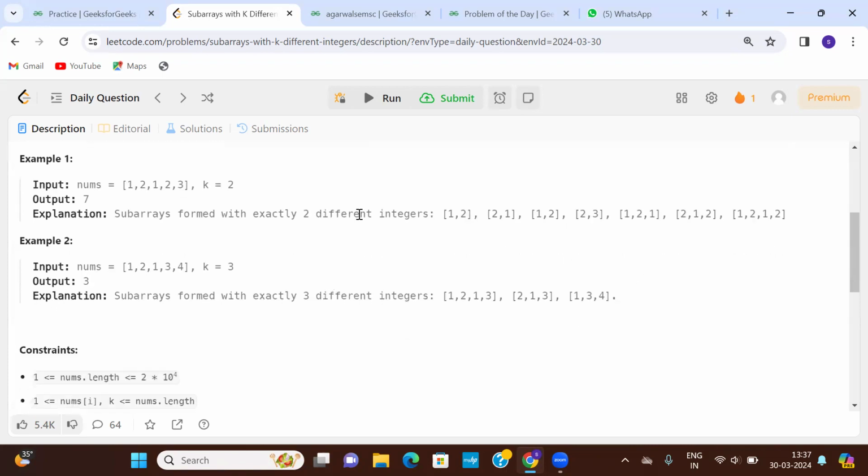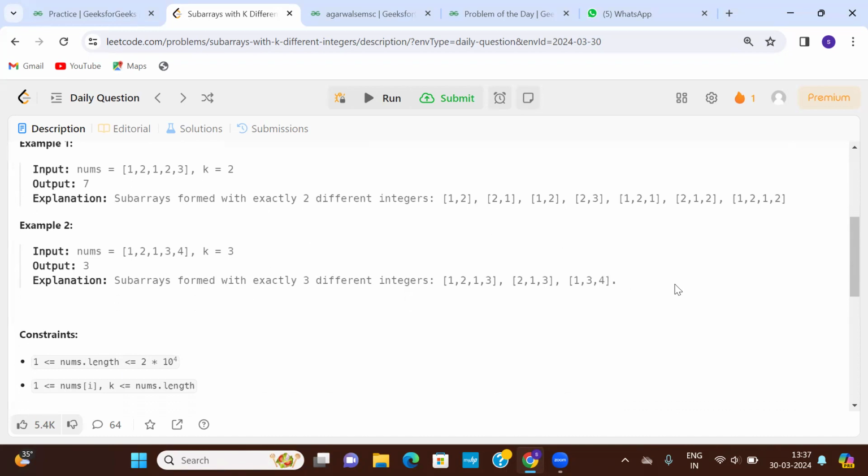Similarly, in example number 2, the value of k is given to us as 3 and an array nums is provided to us. So we need to return the number of subarrays in which the number of distinct integers is exactly 3. So in this particular case, these 3 subarrays are possible. I hope the question is very clear to you, what we need to do.